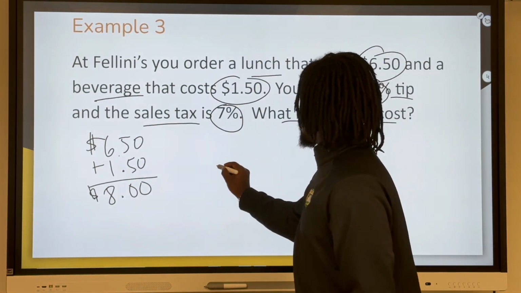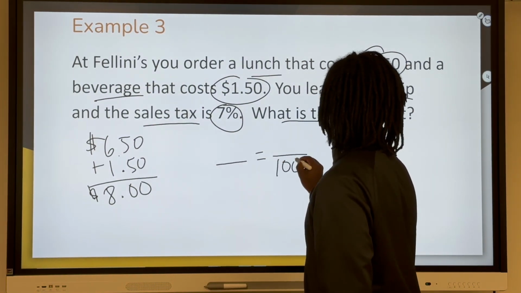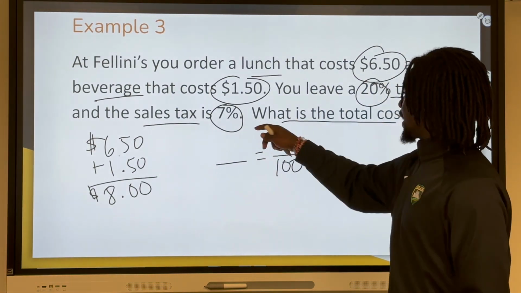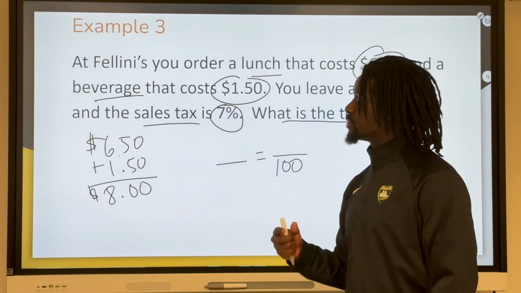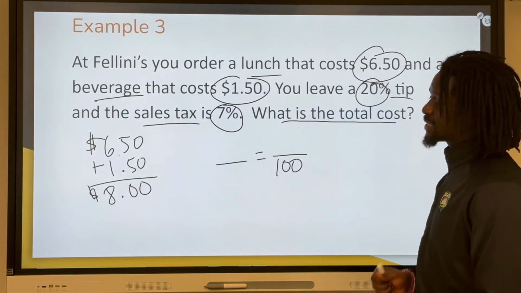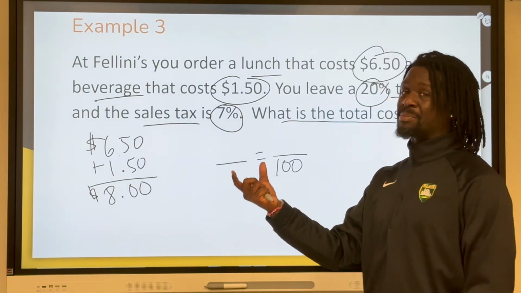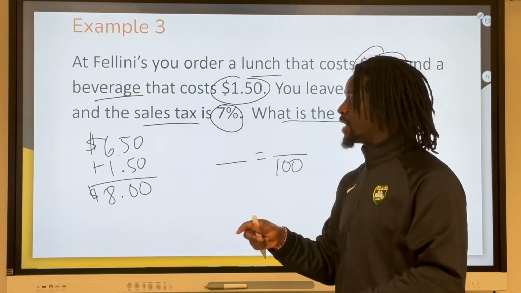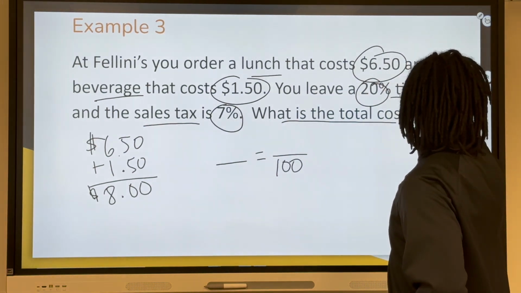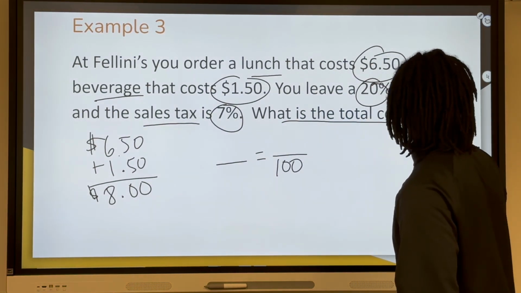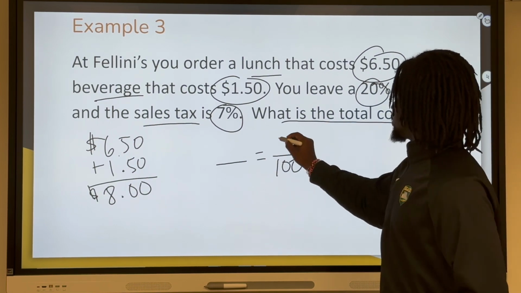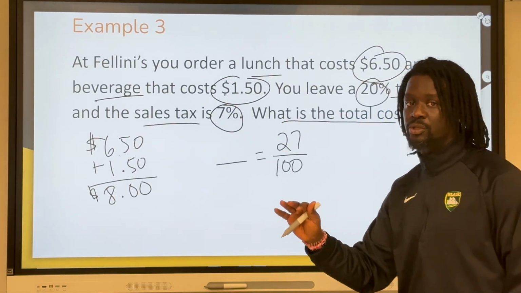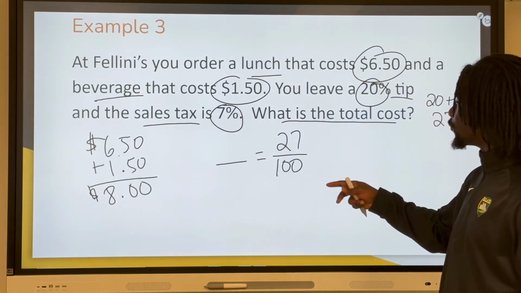So I'm going to set up my proportion, which I should have done first, but my percentage, okay, my rate. I have 7% sales tax. I got a 20% tip. So in order to find that rate, I have to add those, right? The 20 plus the 7, okay, and that's gonna give me 27%. So those two numbers, they both have the percent sign. That is gonna be over the 100. So we got 27 over 100.